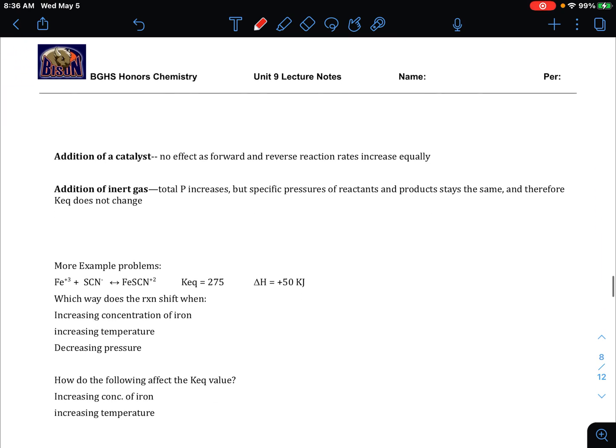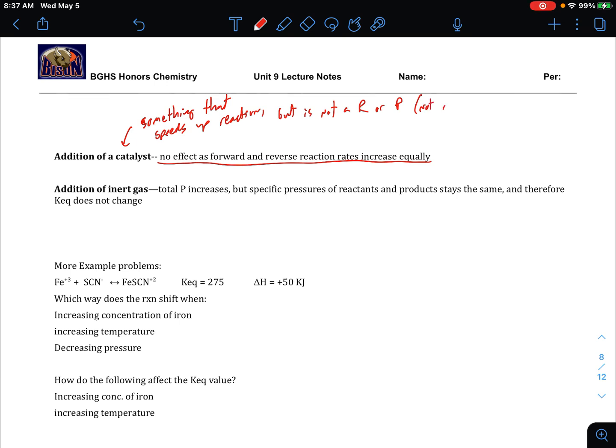All right, so I should also mention that if we add a catalyst, it has no effect and does not shift the reaction. We defined catalyst a while ago. A catalyst is something that speeds up the reaction but is not a reactant or product. Therefore, it does not appear in the equation. So adding a catalyst does not change anything. It does not shift the equilibrium left or right.